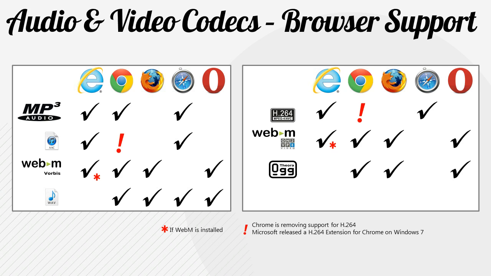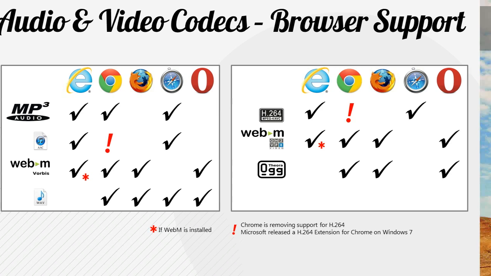There's also an asterisk next to WebM video, Vorbis WebM for IE9. And the reason for this is that we're not natively shipping the codecs for WebM, but you can install them as a plugin for IE9 to play back this type of video.